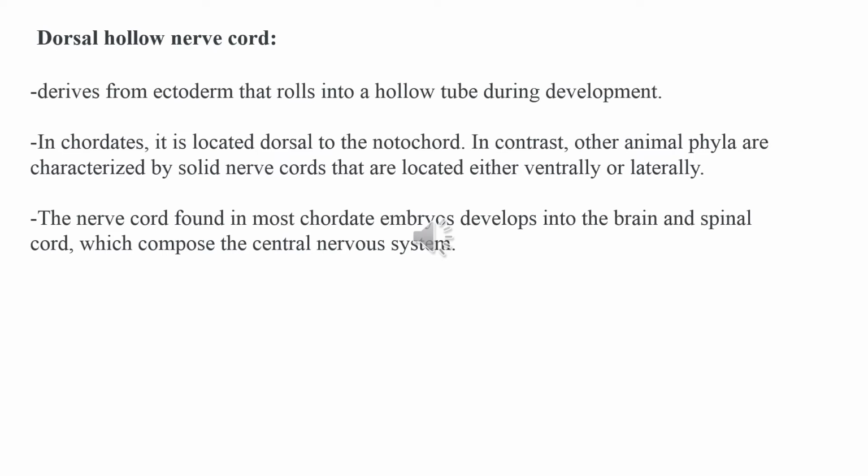Now, if you talk about the nerve cord present in invertebrates, then as you have studied in your first year, the nerve cord in invertebrates is either ventral or lateral in location, whereas in chordates it is always dorsal in position and it is hollow. In invertebrates, the nerve cord is solid. Then this nerve cord later on develops into two important things: brain and spinal cord, which basically form the central nervous system of an animal.